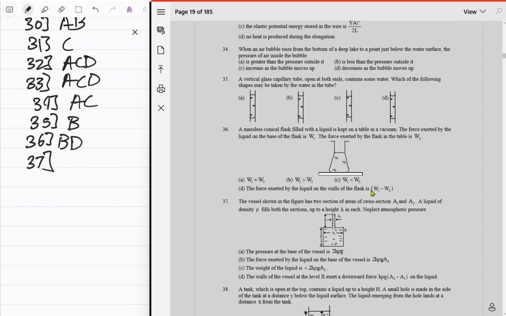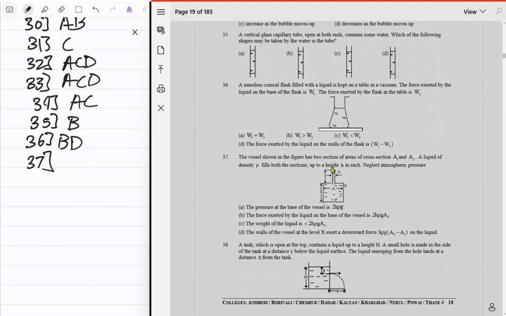So that's the thing. Next, the vessel shown in the figure has two sections of area of cross section A1, A2. Liquid of density rho fills both the sections up to height h in each. Atmospheric pressure. The pressure at the base of the vessel is 2 rho gh. Yeah, that's right, of course. So A is correct.